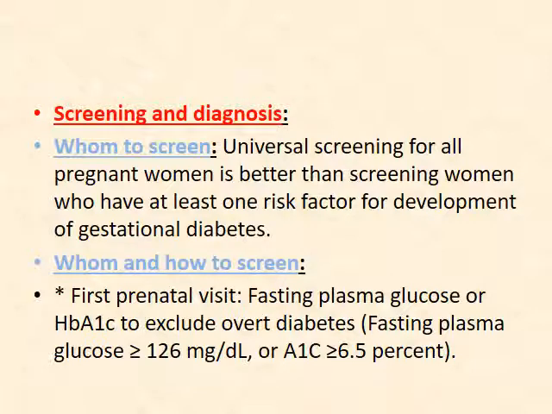Whom to screen? Universal screening is a must. How to screen? In the first prenatal visit, to differentiate between overt diabetes or gestational diabetes. Overt diabetes is like the ordinary numbers of diabetes: fasting greater than or equal to 126, or A1C greater than or equal to 6.5.